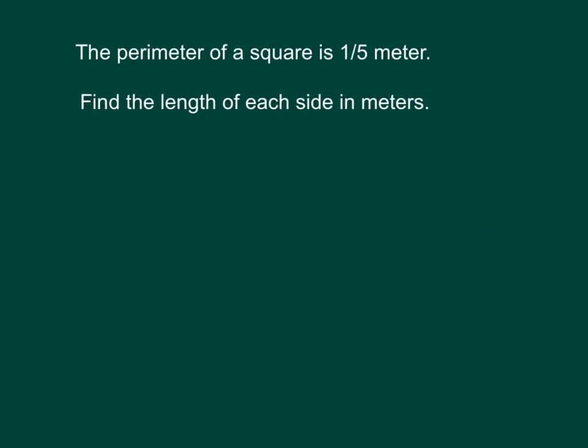The perimeter of a square is 1/5 meters. Find the length of each side in meters. So we have a square. We're trying to find the length of a side, and we know that the perimeter is equal to 1/5 of a meter. All 4 sides are equal, so a side length should be 1/5 divided by 4. 1/5 divided by 4 is equal to the side length.